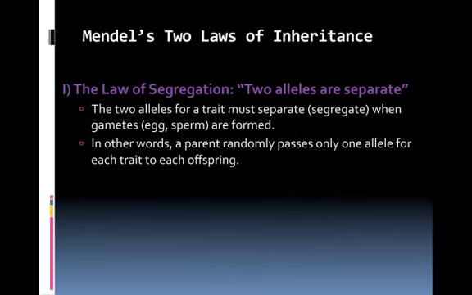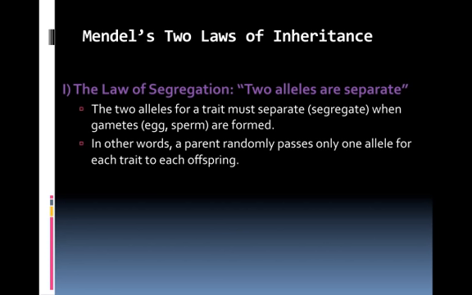So this work with pea plants gave Mendel two insights into how traits pass from generation to generation. The first law that he came up with is the law of segregation. Basically, two alleles separate. If you have an F2 hybrid, a purple plant with a dominant allele and a recessive allele, those alleles will separate when the sex cell is created.